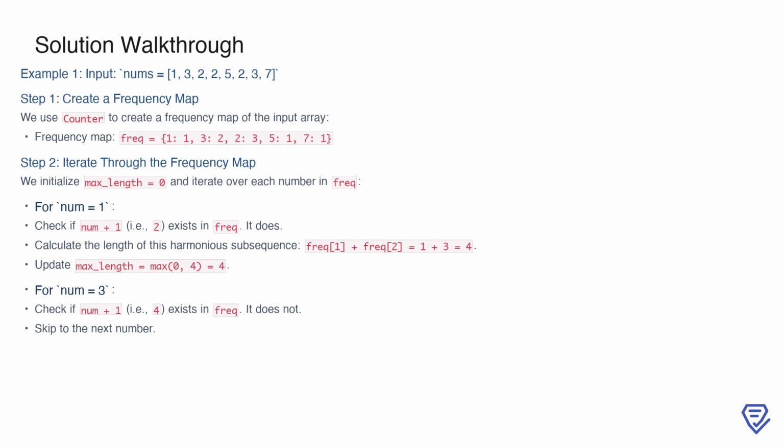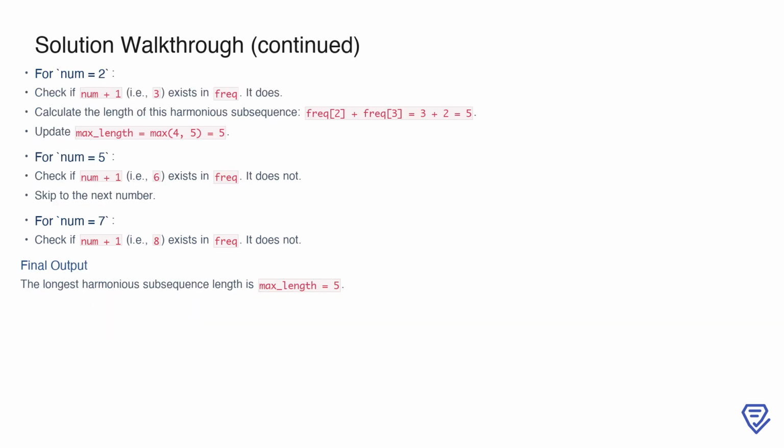Next, for number = 3, we check if number + 1, which is 4, exists in the map. It does not, so we skip this number and move on to the next one. Continuing with the iteration, we now examine number = 2. Here, number + 1 is 3, and since 3 exists in the frequency map, we calculate the length of the harmonious subsequence formed by 2 and 3 as frequency[2] + frequency[3] = 3 + 2 = 5. This length is greater than the current max_length of 4, so we update max_length to 5.